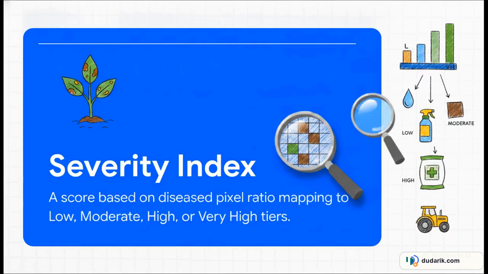And that brings us to the actual output. This system doesn't just spit out a generic sick or healthy label. It gives you a severity index. This is a continuous structured score derived directly from the precise ratio of diseased pixels. But here's where it becomes a real game changer for precision ag. That raw score gets mapped into 4 distinct operational tiers: low, moderate, high, and very high. This means the framework isn't just flagging a problem. It's practically prescribing the solution, triggering highly specific agronomic interventions based on those exact tiers.